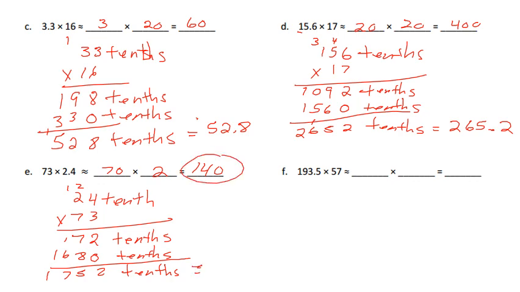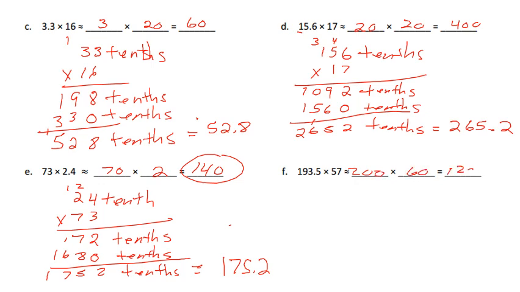In order to place our decimal point, since our estimate was 140, it'd be closest to 175 and 2 tenths. Now this is another one where we rounded down. Since we rounded both of them down, we know the actual number would be more than ours. So it's reasonable.